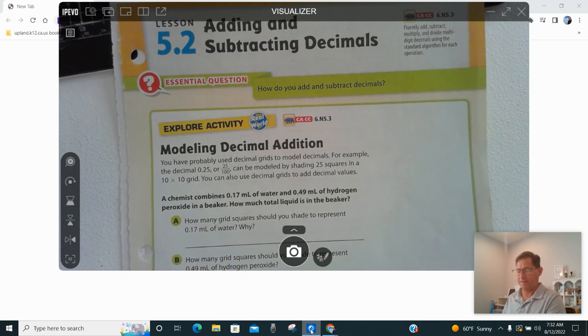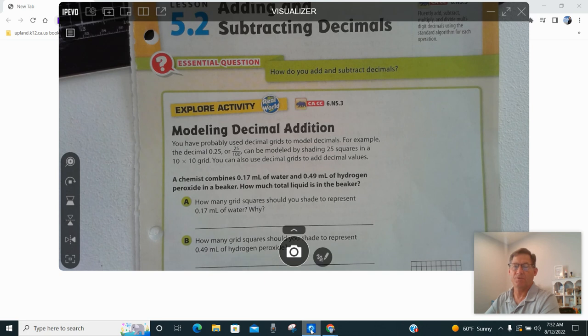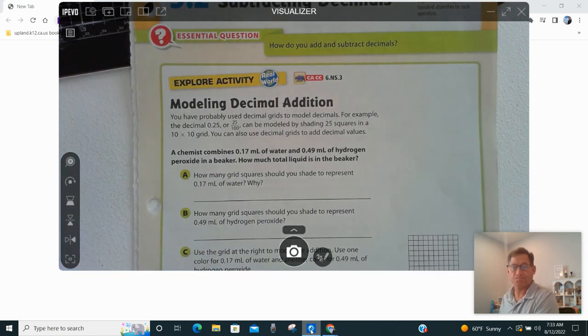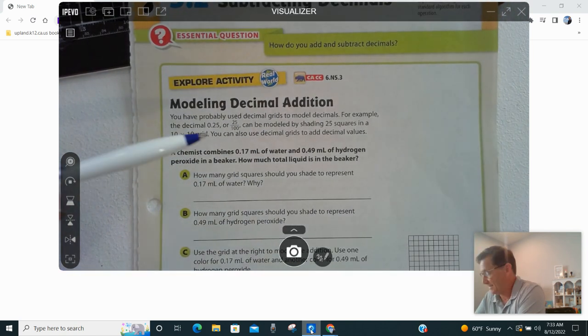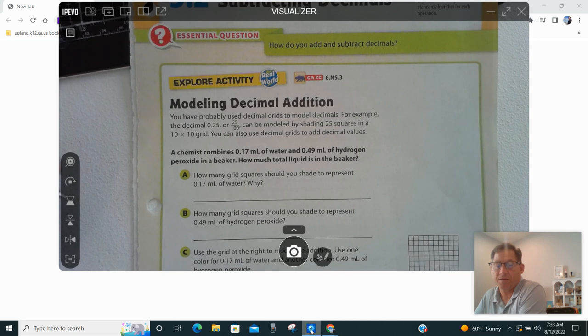You will need two different colors for this activity. You have probably used decimal grids to model decimals in previous grades. For example, the decimal 25 hundredths, or 25 over 100, can be modeled by shading 25 squares in a 10 by 10 grid. You can also use decimal grids to add decimal values. So a chemist combines, or adds, 17 hundredths milliliter of water and 49 hundredths milliliter of hydrogen peroxide in a beaker. How much total liquid is in the beaker?